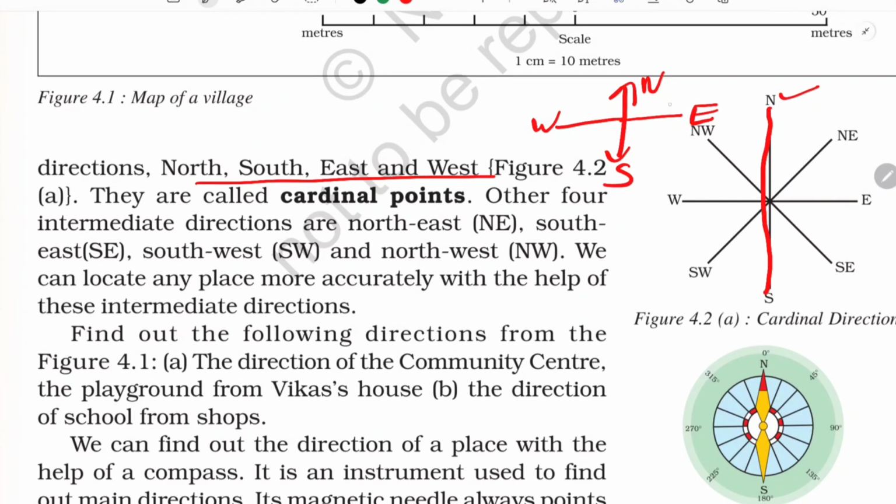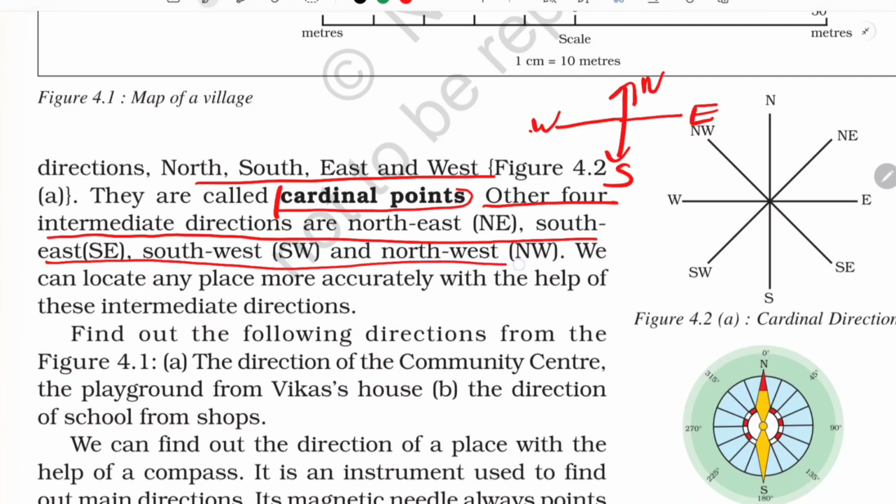Okay, so what are these directions called? They are called cardinal points. Okay, this simple direction of north, south, west and east, they are called what? Cardinal points. And apart from this cardinal, there are intermediate directions as well, which is given in your book. Okay, let us see. See, the other four intermediate directions are northeast, southeast, southwest and northwest.